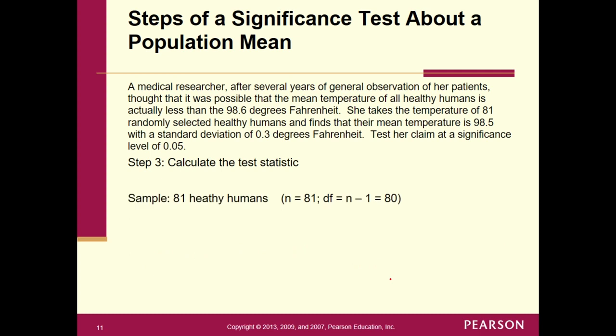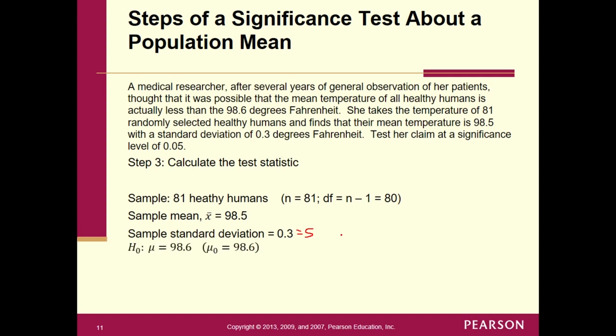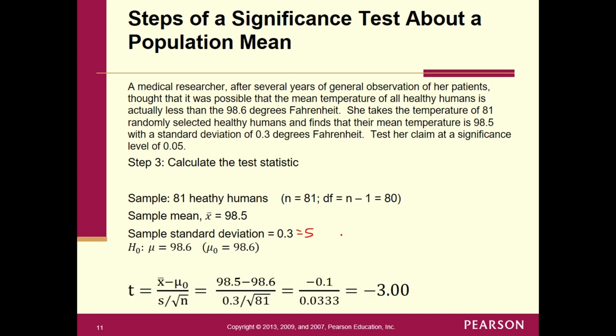All right, so let's see, the sample was 81 healthy humans, n is equal to 81, and so x bar is equal to 98.5, sample standard deviation is equal to 0.3, remember that's s in the problem. Okay, and remember that the null hypothesis had mu equal to 98.6. All right, so you throw that stuff in your calculator.